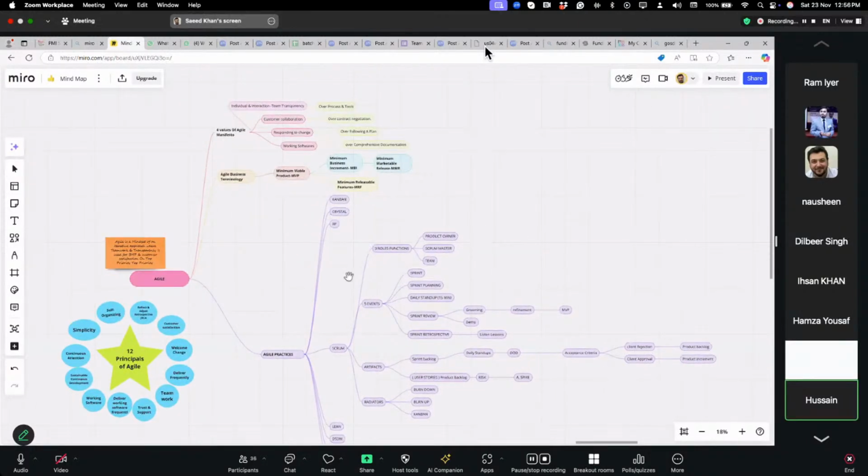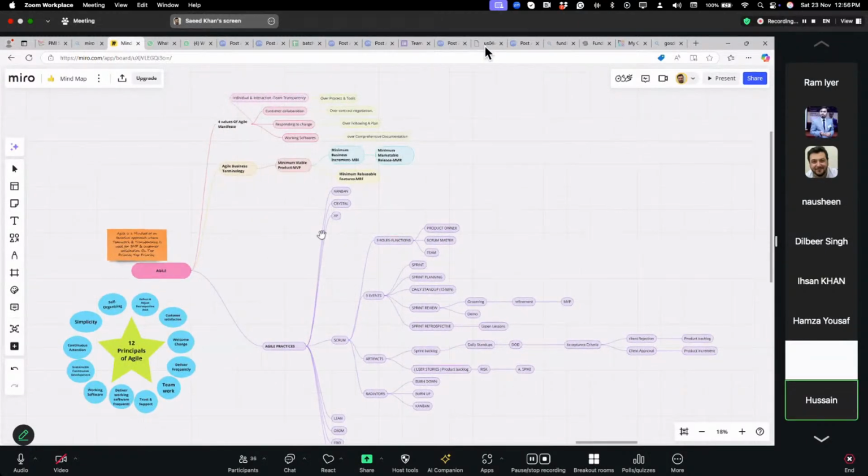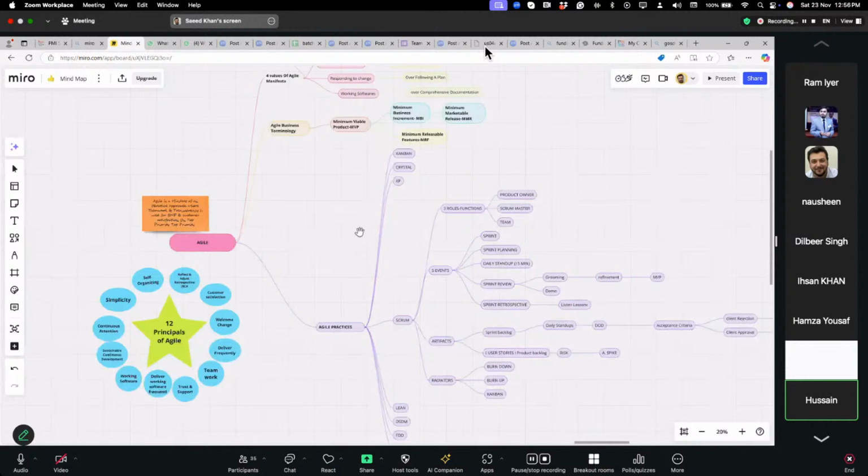Yes. The next topic is Agile. What is Agile? Agile is an iterative and incremental approach to project management, and it focuses mostly on delivering value early and continuously adapting to the changes of the project. We can further divide Agile into 4 values and 12 practices.